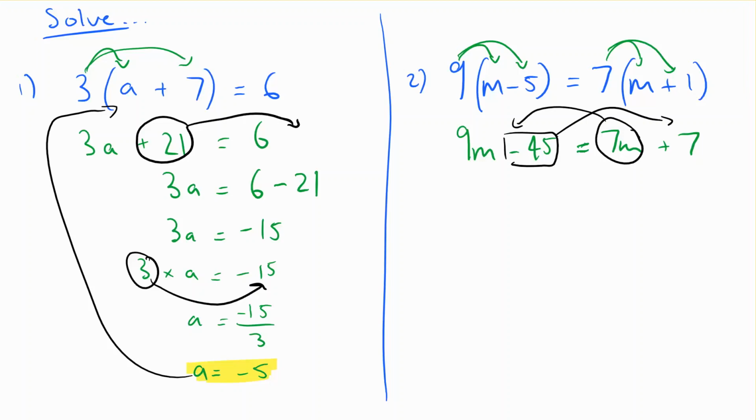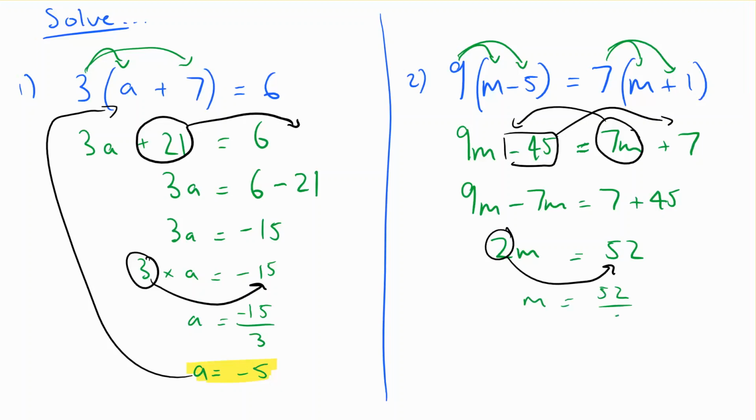So we write down what we don't move. I'm not moving the 9m. What's the opposite of positive 7m? It's negative 7m. Put your equal sign. I've got a 7 there. What's the opposite of negative 45? Plus 45. 9m minus 7m is 2m. 7 plus 45 is 52. This is the same as 2 times m. So we can put it underneath. m equals 52 divided by 2. m equals 26.